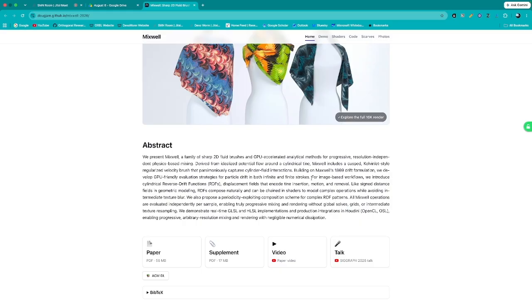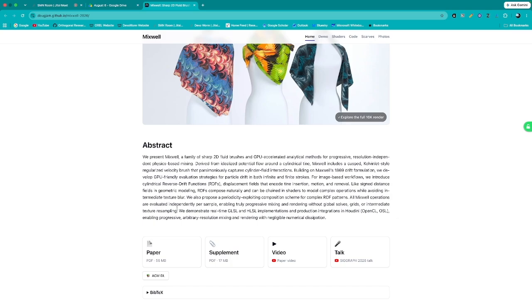So this is a lot of technical detail, which I'll open the paper and we can look at. For image-based workflows, we introduced cylindrical reverse drift functions, or RDFs, displacement fields that encode time insertion, motion, and removal. Like signed distance fields in geometric modeling, RDFs compose naturally and can be chained in shaders to model complex operations while avoiding intermediate texture blur. We also propose a periodically exploiting composition scheme for complex RDF patterns.